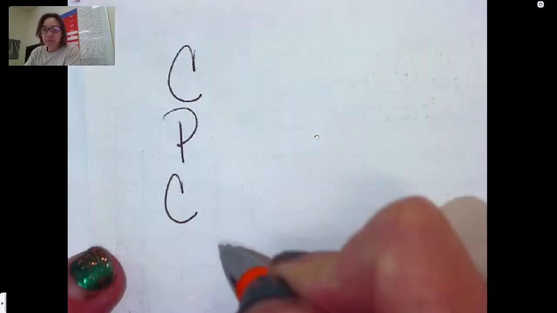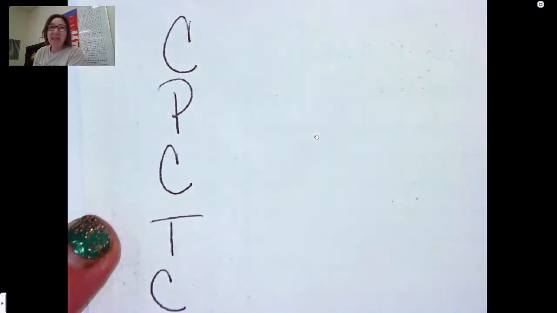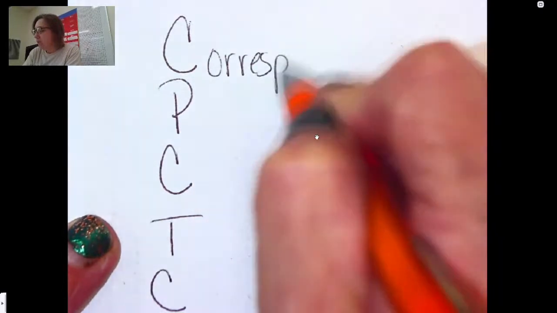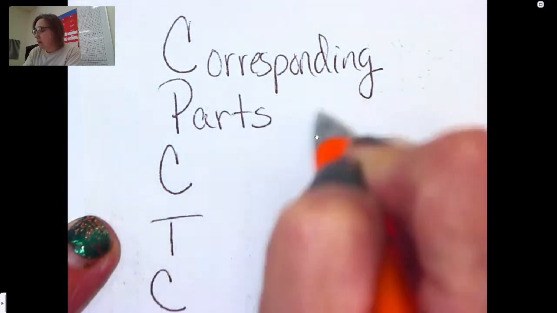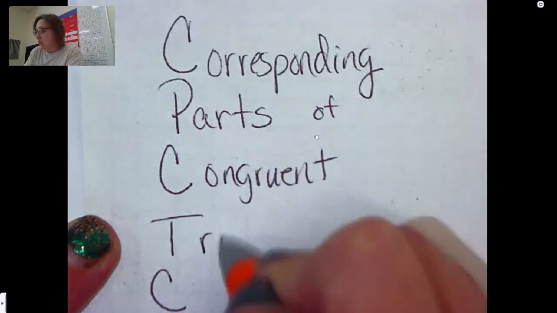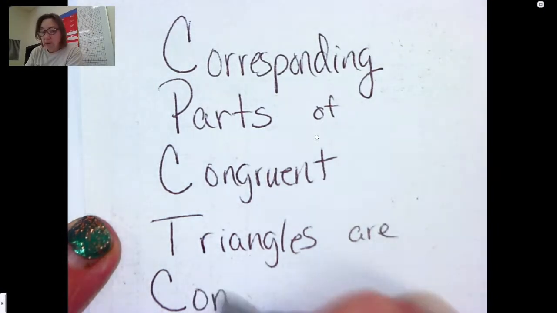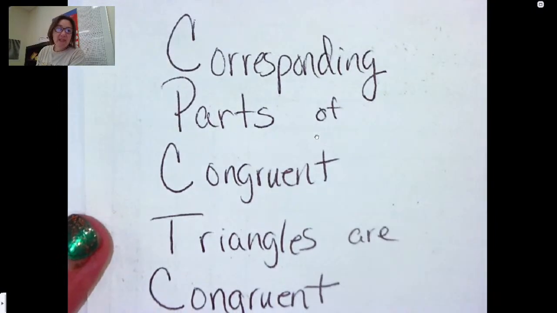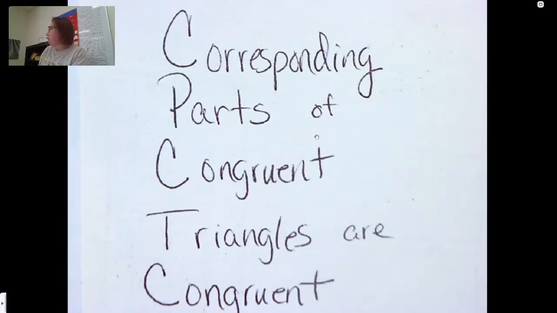CPCTC. Let me get this up where I can write all the way through. CPCTC. And this stands for corresponding parts of congruent triangles are congruent. CPCTC. Okay? Now that, like I said, just seems like basic common sense.